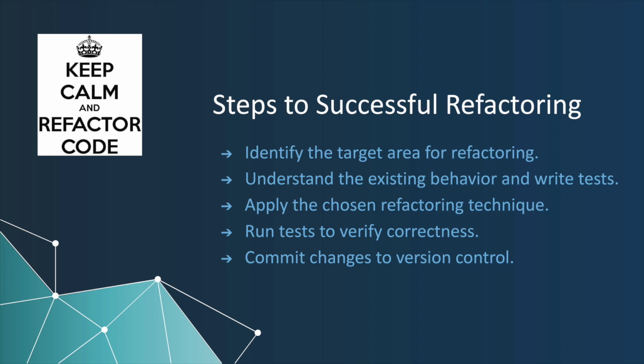Understand the existing behavior and write tests. You want to write tests because you don't want to break things. You could miss out things when you refactor and the output might be different. So you might want to first write tests on top of the existing methods that you want to refactor. That way you could run tests again to verify if the code is broken or not once you have chosen the refactoring technique.